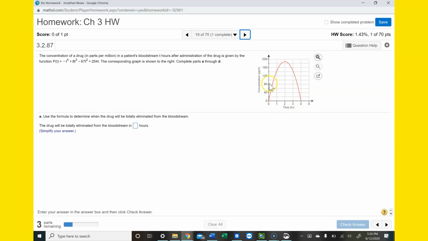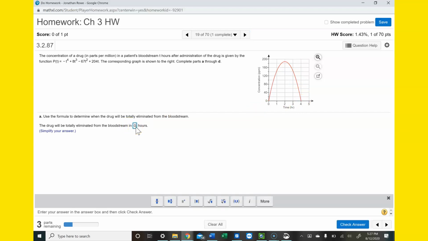After 4 hours. You can see that the concentration of the drug in the bloodstream goes up. It reaches a peak somewhere right here around 2 hours, up to about 190 or something like that parts per million, and then it declines until it gets back to 0 in 4 hours. So we're going to put in 0. I'm sorry, we're going to put in 4.